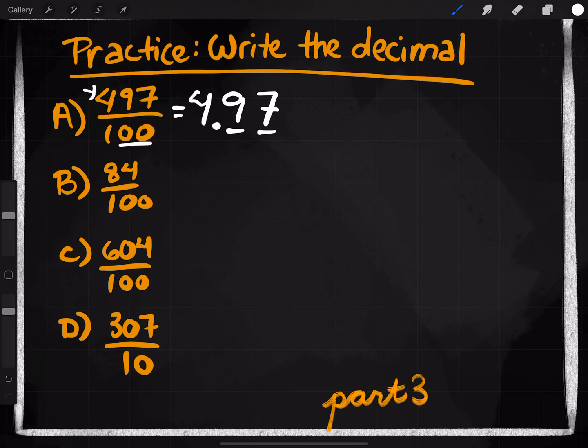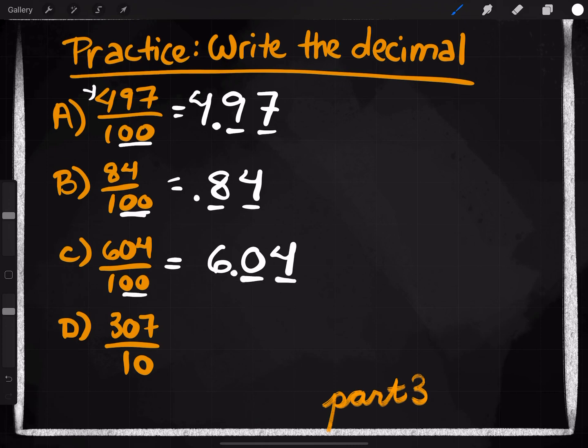For B, I'll write 8, 4, because that's on the top. And now these are 2 digits, 1, 2. Okay. Here I'll write 604. 2 zeros, so we'll count 1, 2 digits, and then put the decimal point. I'll write the top number, 307. Now there's 1 zero here, so 1 digit, and then I'll put the decimal point. Hopefully that helps.